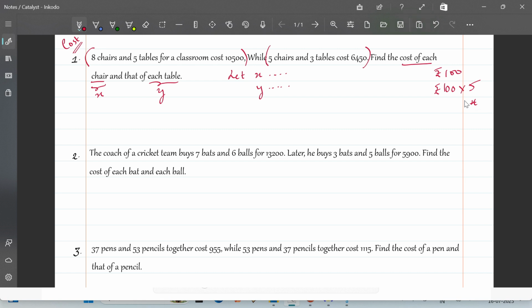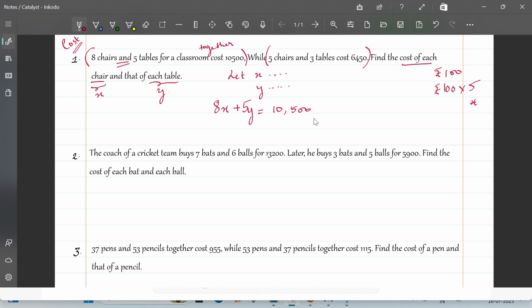The cost of each chair is x. Okay, now there are 8 chairs. What will be the cost of these 8 chairs? It will be 8x rupees, right? And 5 tables. The cost of one table is rupees y. So the cost of 5 tables will be 5y, right? So 8x plus 5y. Why? Because 8 chairs and 5 tables together, they will cost me rupees 10,500. Not individually, together. When I am purchasing them, it is 10,500 rupees. Fine. So this is how we got our first equation.